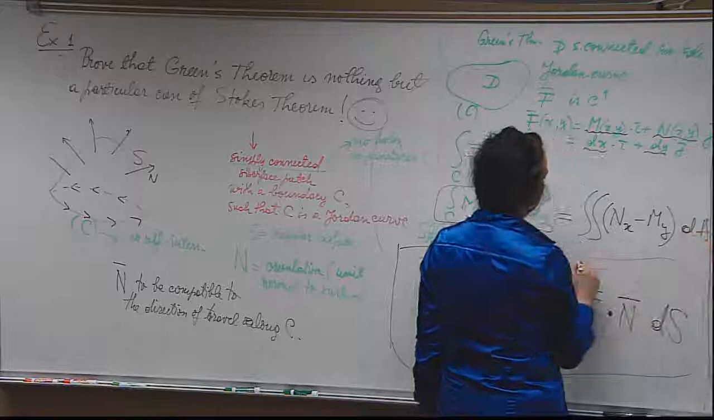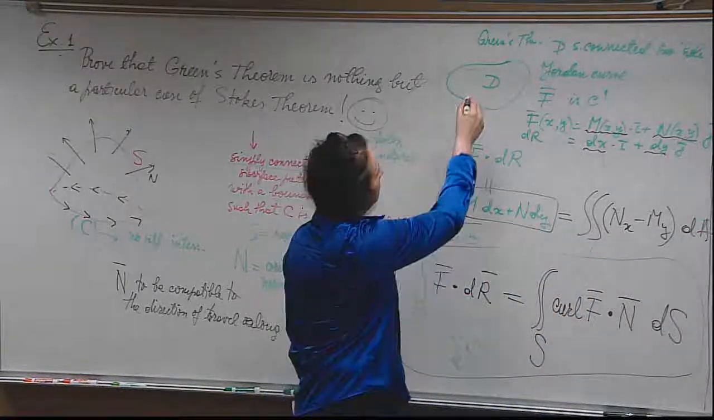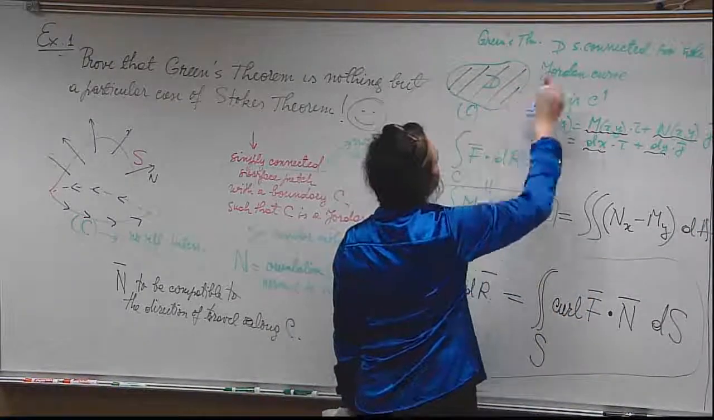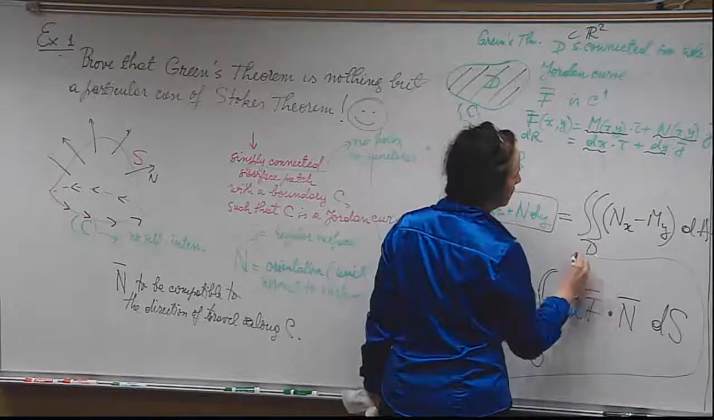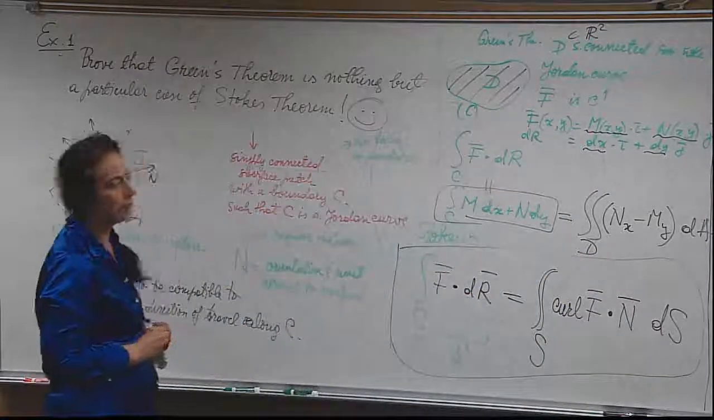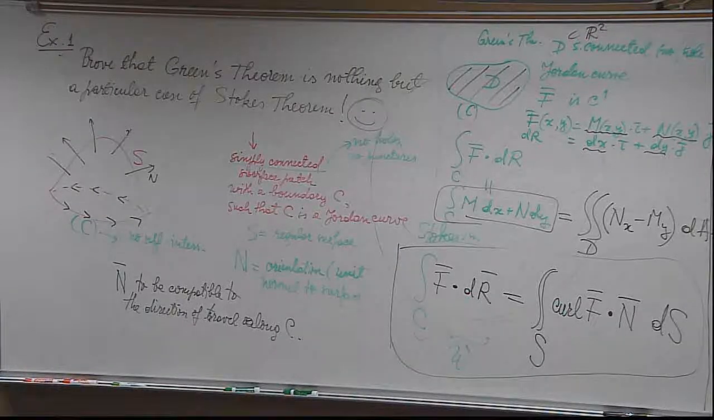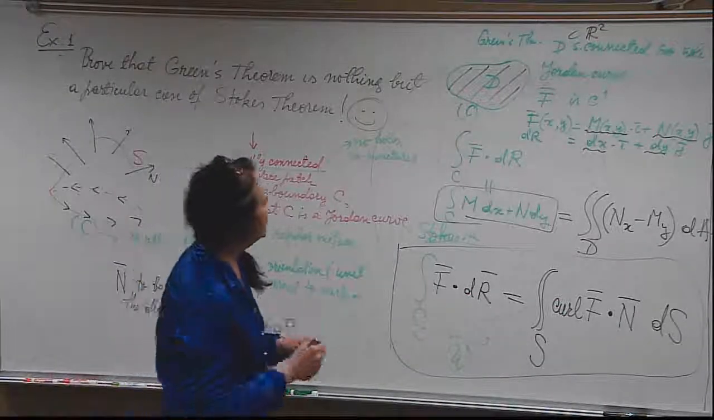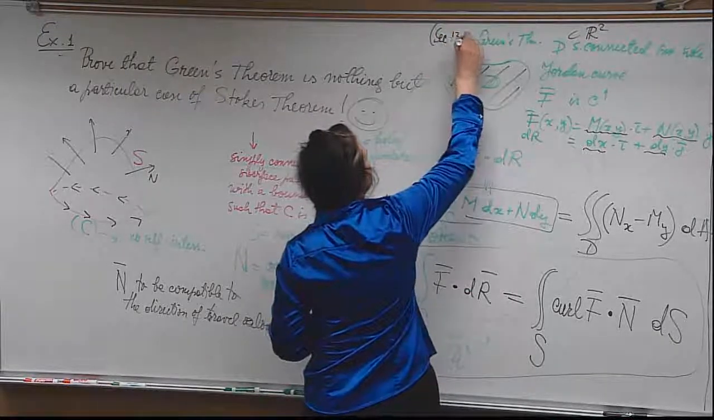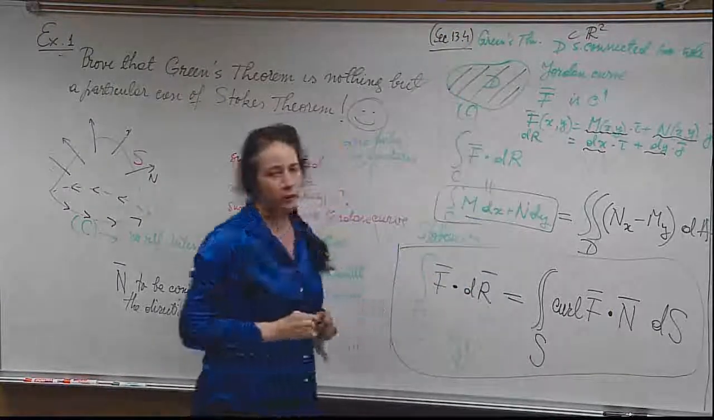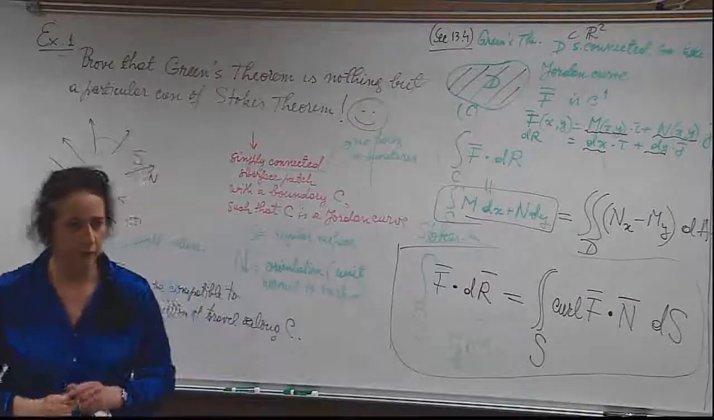dA, over a planar domain. It's a domain D in the plane. So the double integral over D of N sub x minus M sub y dA. We've done that. That was section, what section was that, guys? 13.4.